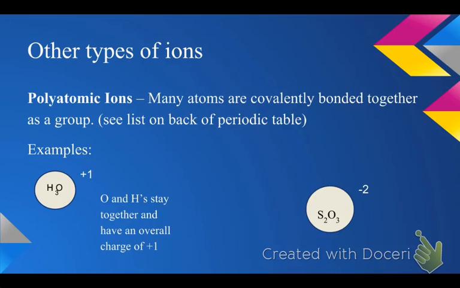So the O's and the H's stay together and have an overall charge of plus 1. And then here on the right, you have S2O3. Again, S and O are both nonmetals, so they would be forming a covalent bond between the S's and the O's, but they've picked up 2 extra electrons as a group, and that's why I'm showing them in this little bubble, because the charge goes for the whole group. So they stick together inside of the bubble, but the bubble itself has a negative 2 charge. That's thiosulfate, S2O3.